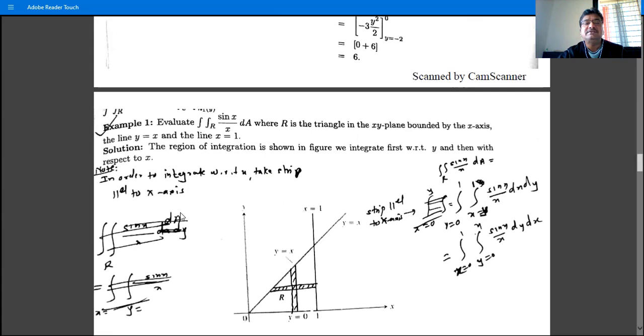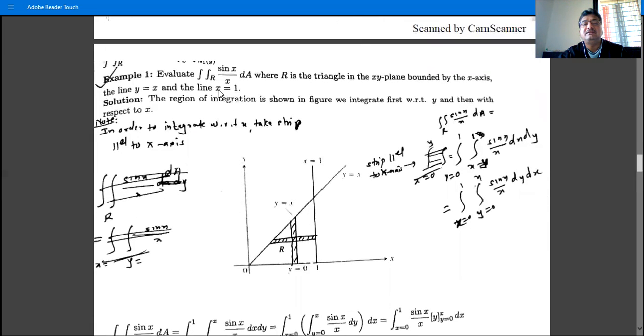Then the next problem is: evaluate the double integration over R of sin x by x dA, where R is the triangle in the xy plane bounded by the x-axis, the line y is equal to x, and the line x is equal to 1. So this is the line y is equal to x, this is the line x is equal to 1, and this is the x-axis.